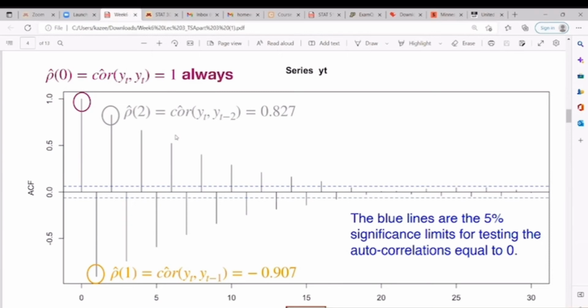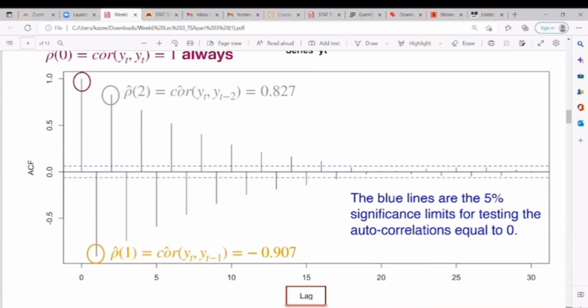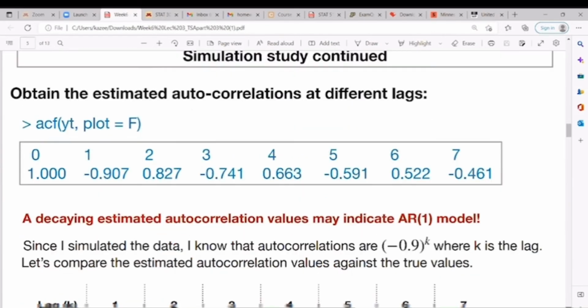Of course, they are not 0, but as the lag goes up, we expect the autocorrelation to go down. There's no problem about that. That's an indication of the AR1 model. That's what it means.